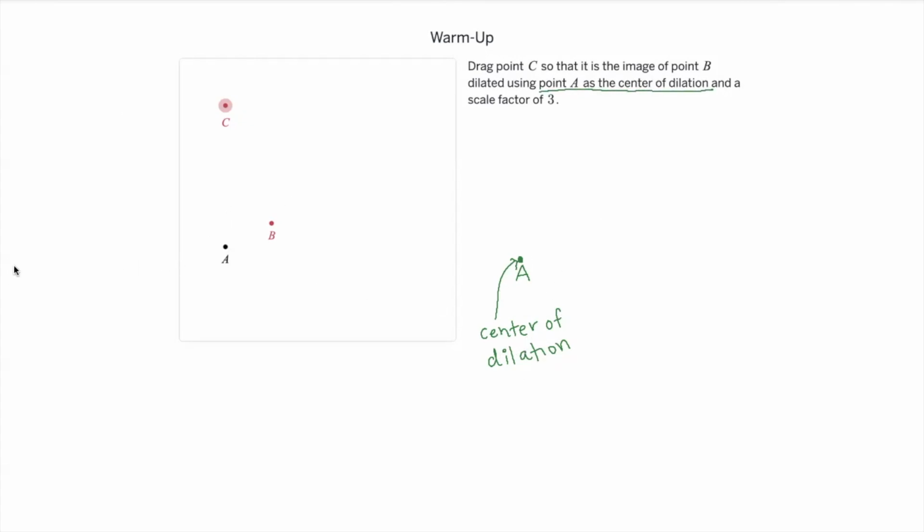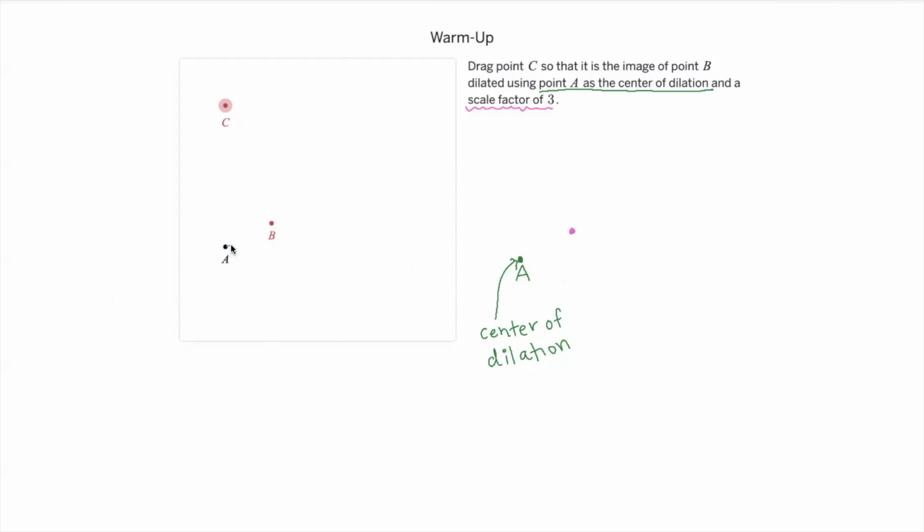And then I'm gonna change my color. And then point B is right here. It says drag point C so that it is the image of point B dilated using point A as the center of dilation and a scale factor of 3. So scale factor of 3. Basically, what that means is if you're making a scale factor of 3, then you want it to be 3 times the size.